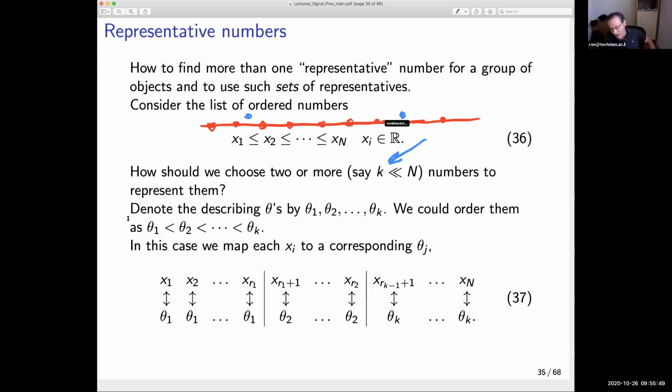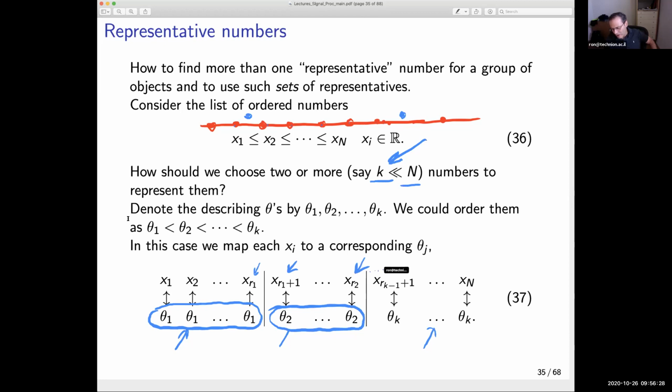So somebody is giving me k, which is smaller than the number of points that I have. And now I'm being asked to find the most optimal representatives, and these representatives would now be called not theta, but rather theta 1, theta 2, up to theta k. So all these theta 1s represent the first numbers from x1 to x_r1, okay? Theta 2, the same number, would represent all the numbers from x_(r1 plus 1) to x_r2, etc. And I have a total of k representative numbers. So this is the game.